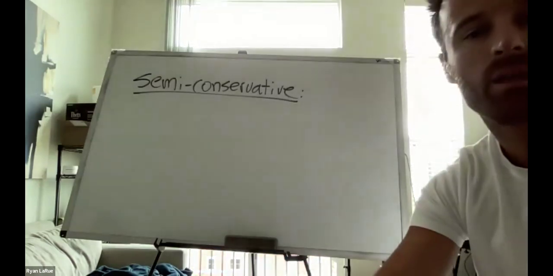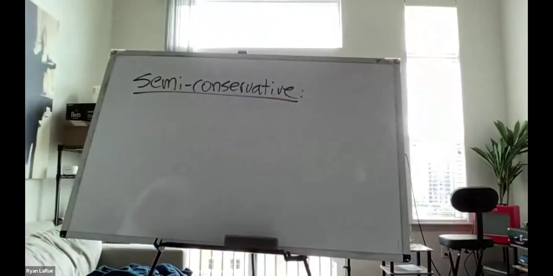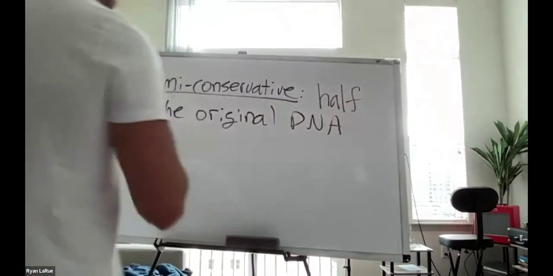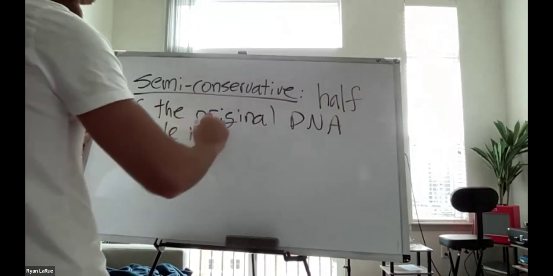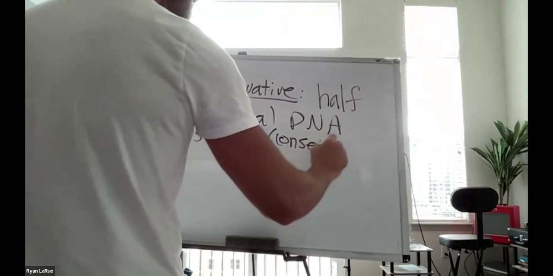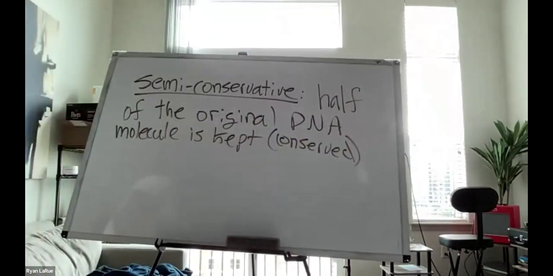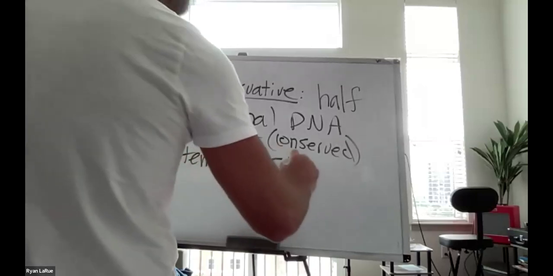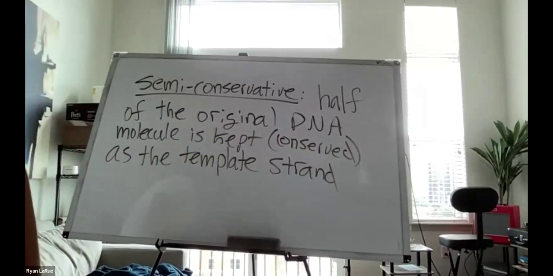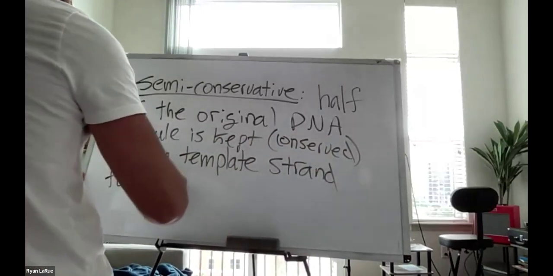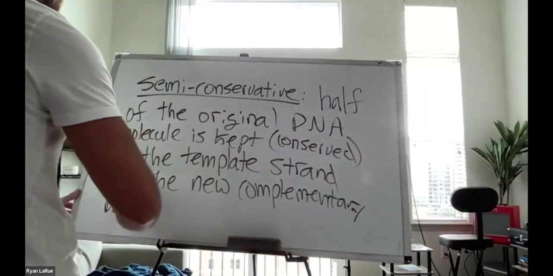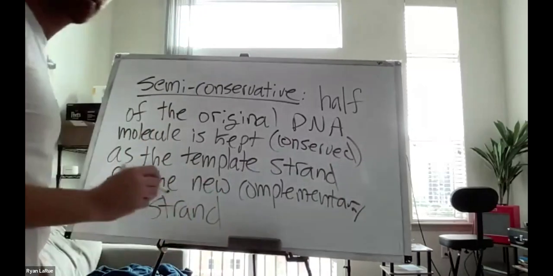And here as well. So we call that being semi-conservative, which again, half of the original DNA molecule is kept or conserved as the template strand, and we'll look at this in detail in a minute, as the template strand for the new complementary DNA strand. So they're kind of like a hybrid of half old, half new.